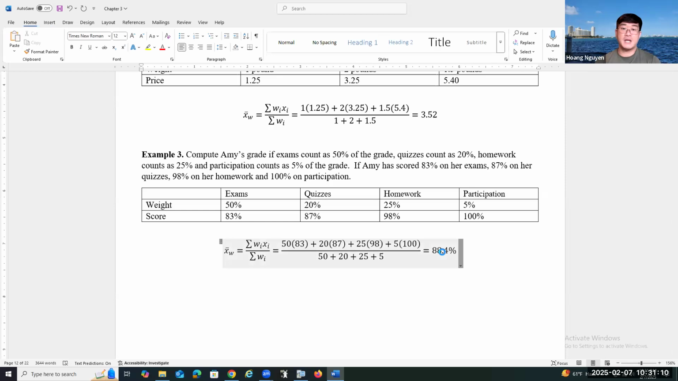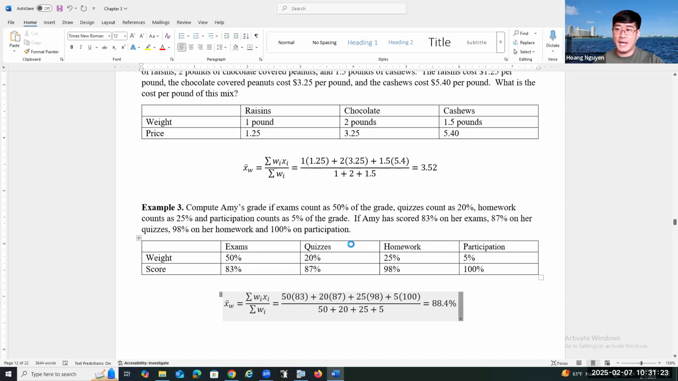So what's going to be the grade? This student got 88.4%. Based on the common scale that we have, this student will get a B. So 88.4%, which is a B. This is the second application, or the second example, related to the mean of grouped data, or the weighted mean.